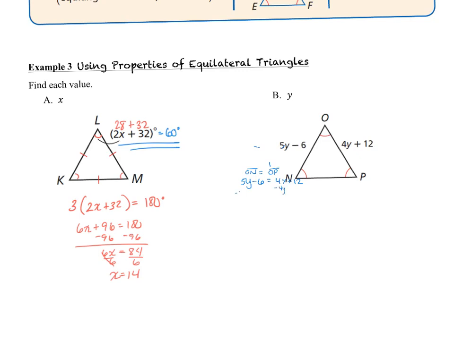So subtract 4y from both sides. While I'm at it, I'm going to add 6 to both sides. So I end up with y is equal to 18. And again, if you plug these in and check your work, they'll be equal to each other. They'd both be equal to 84.